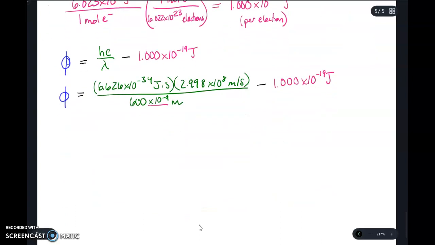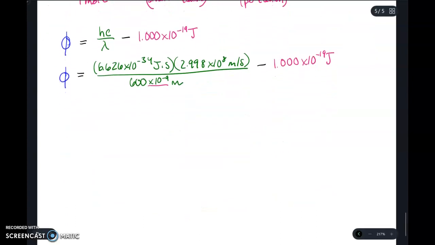All right, so let's see what this part in green ends up equaling, because that's always good to consider here. So let me type this into my calculator. We've got 6.626 times 10 to the negative 34th times 2.998 times 10 to the 8th divided by 600 times 10 to the negative 9th. And we get a value here for the energy of those 600 nanometer photons of 3.31 times 10 to the negative 19th joules, right? And again, that's per photon.